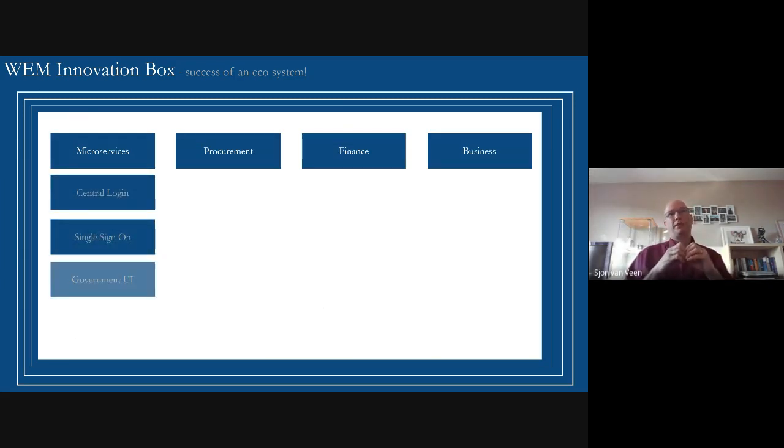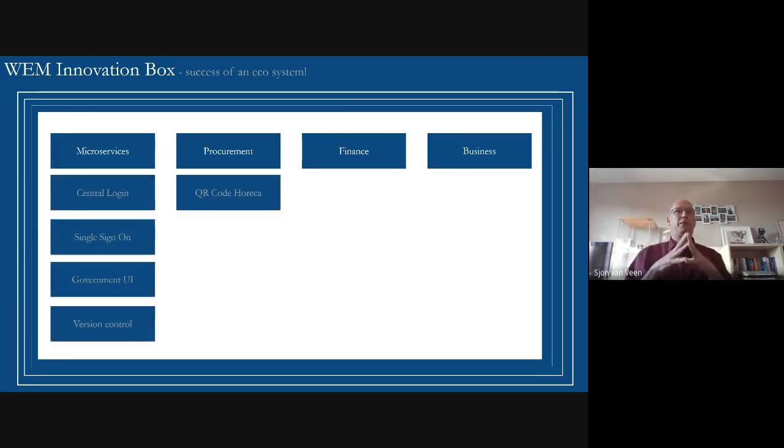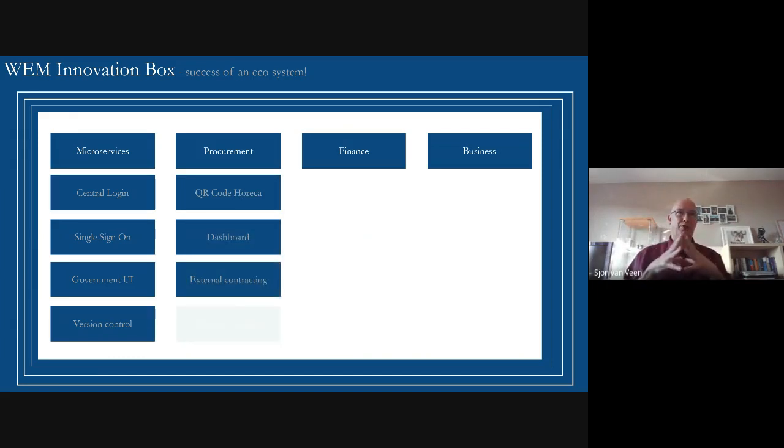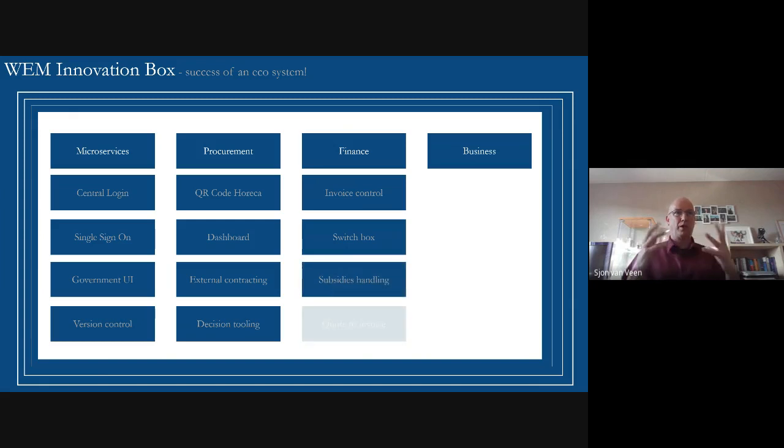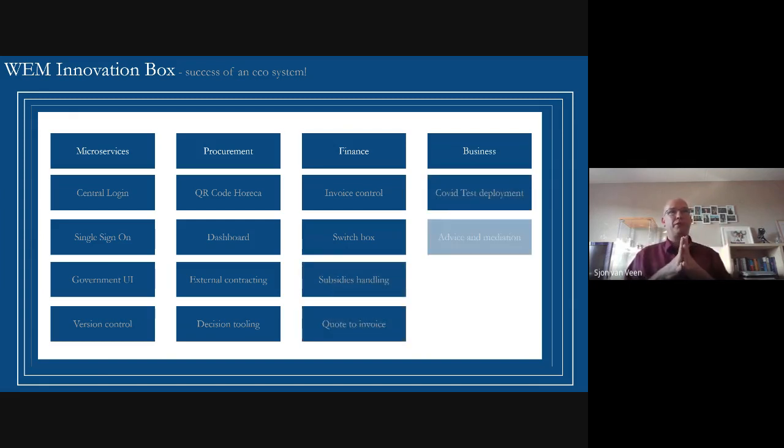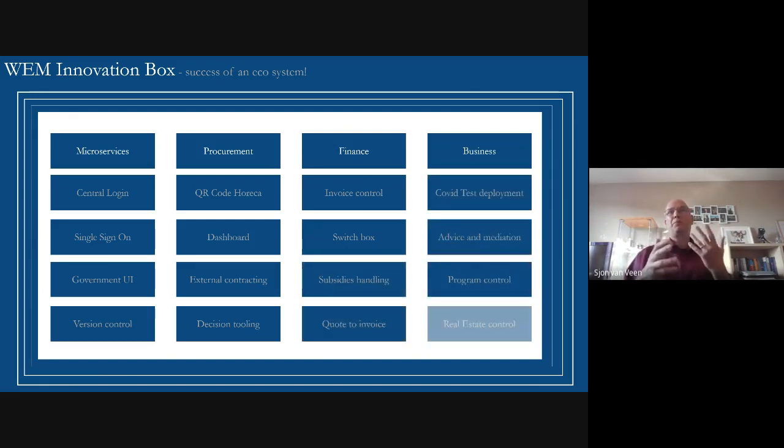What we did is we created, amongst many, a central login system, single sign-on connected to the Dutch government. We have a governmental look and feel. We have version control built in. We worked on procurement, dashboarding, contracting, in the finance department and in the business. So we have done a lot of applications that already, in this case, last October, were running live.